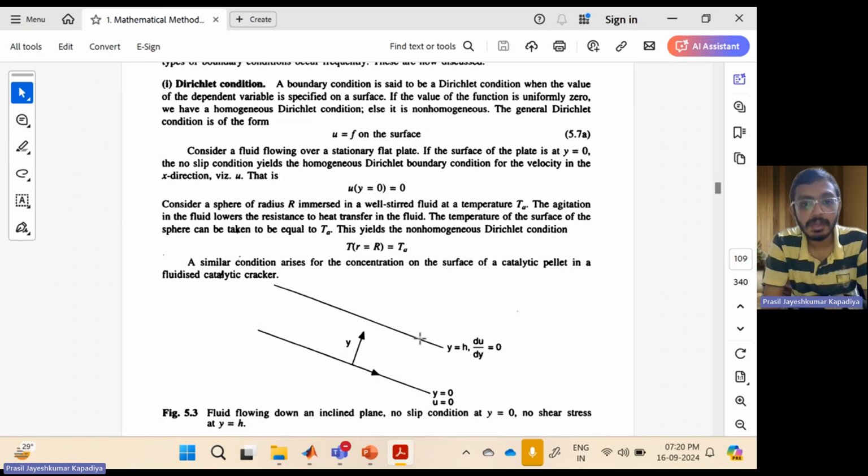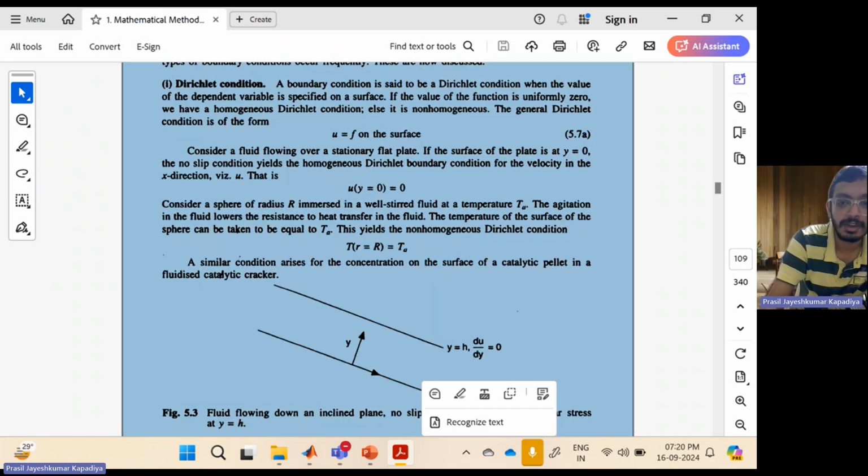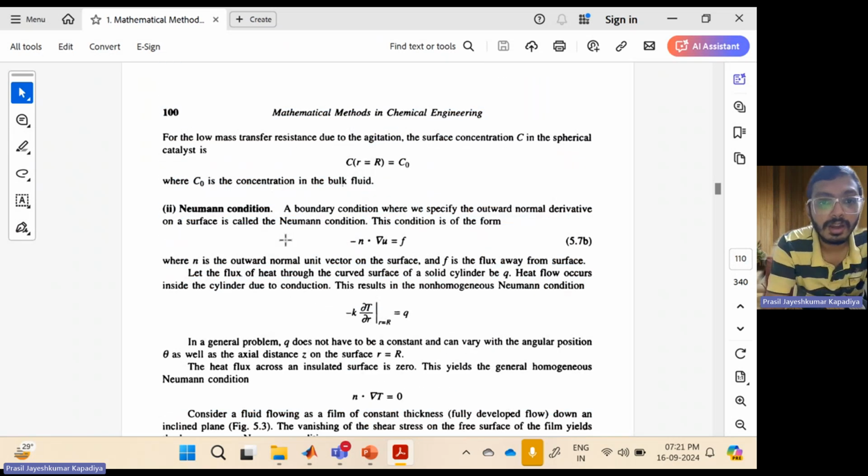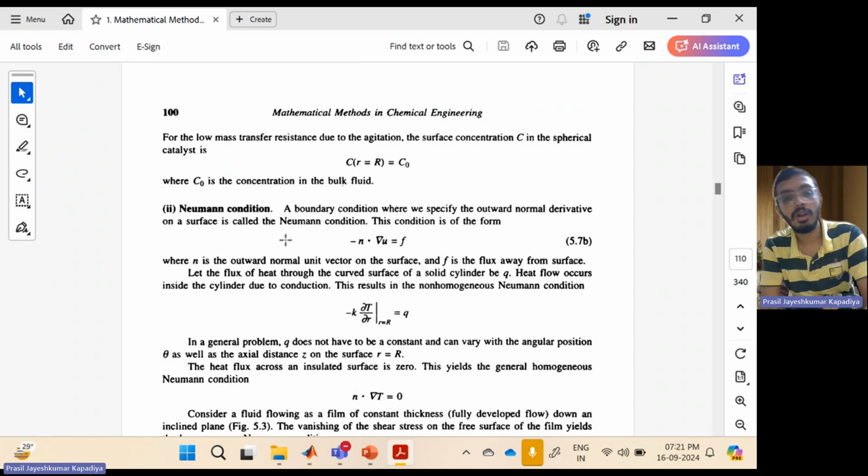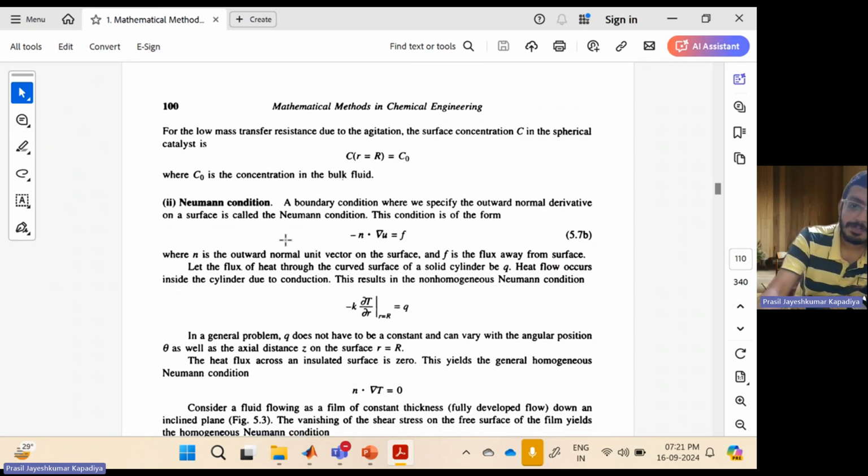There is one more problem. A similar condition arises for the concentration on the surface of a catalyst pellet in a fluidized catalytic reactor. This is the same kind of condition. Further, for low mass transfer resistance due to the agitation, the surface concentration C on the spherical catalyst is C is equal to 0. So this is just a condition at r is equal to R where something is specified. So this kind of boundary condition is called the Dirichlet boundary condition.